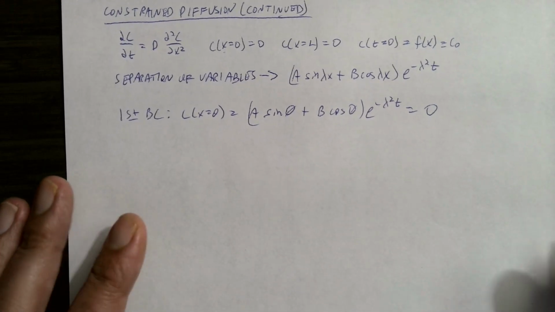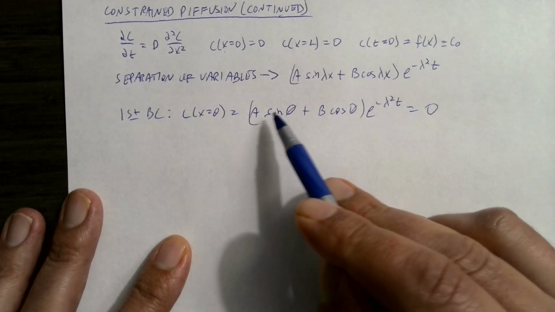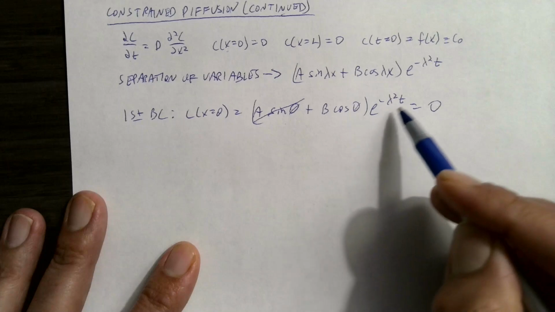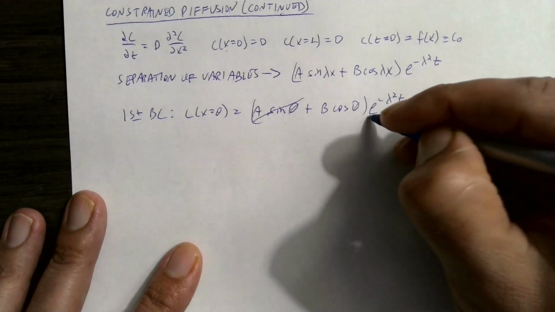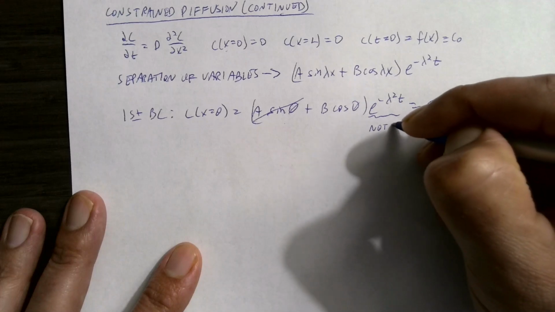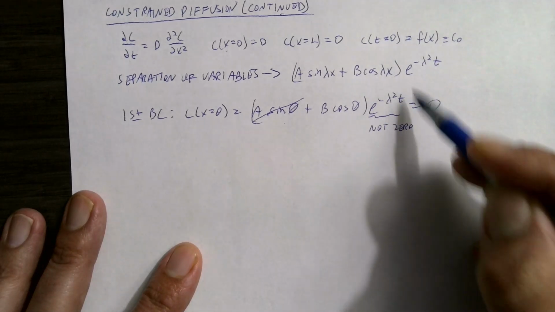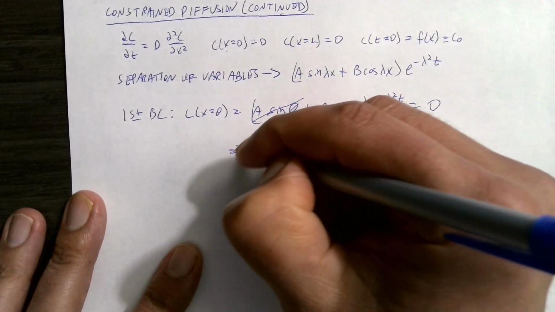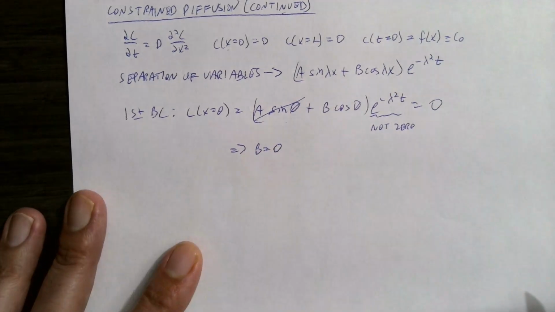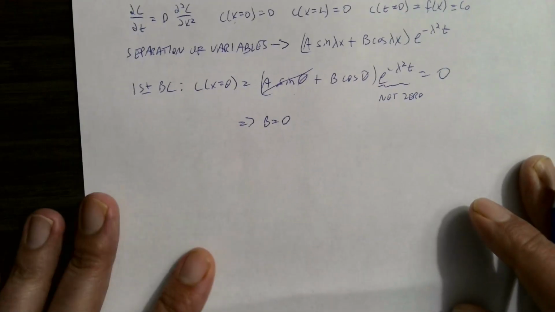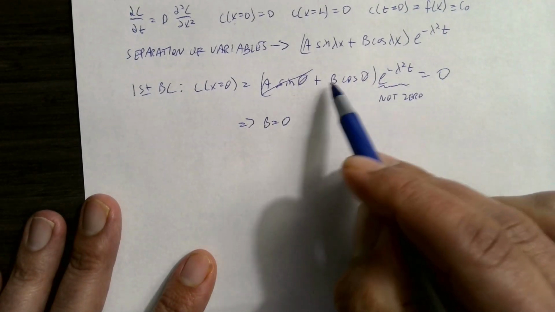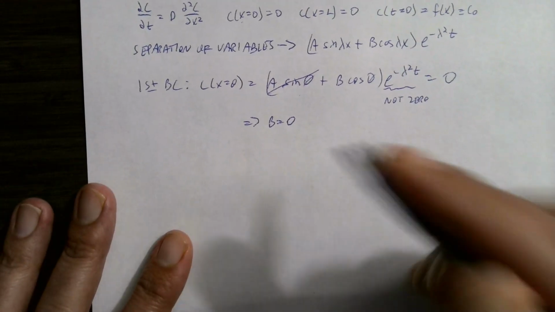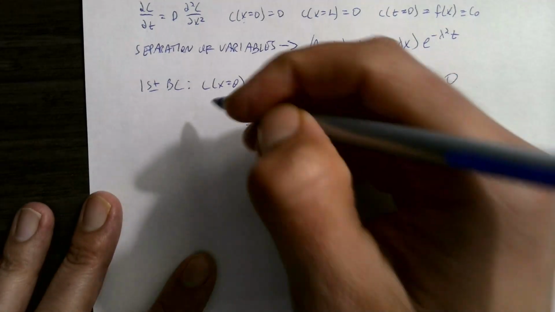We need that to be true, and so sine of 0 is equal to 0, so that goes away, and e to the minus lambda squared t is never equal to 0. There's no way this could ever actually be equal to 0, and what that tells us is that therefore b must equal 0. So that's great, makes life a little easier. So we have three unknowns here, lambda, a, and b, and we've already figured out one of them without having to do any really elaborate algebra. So what does this leave us now?